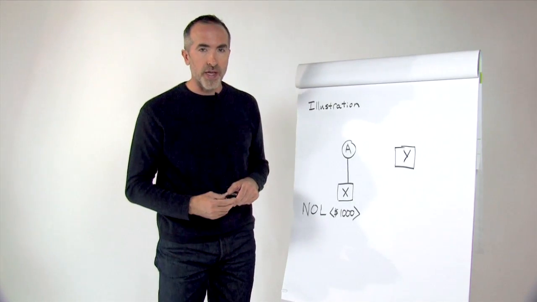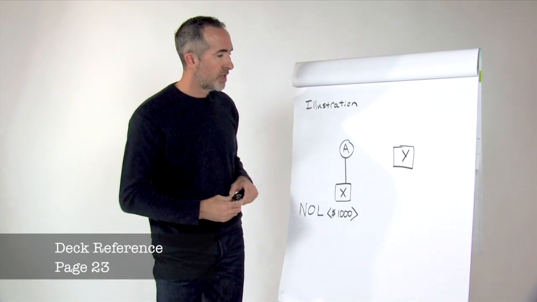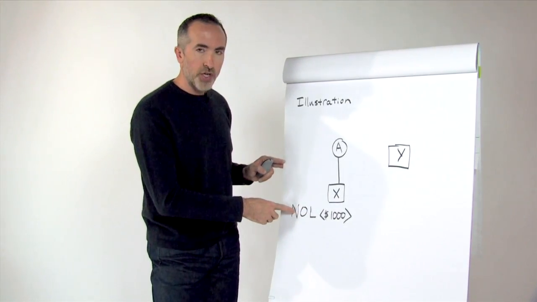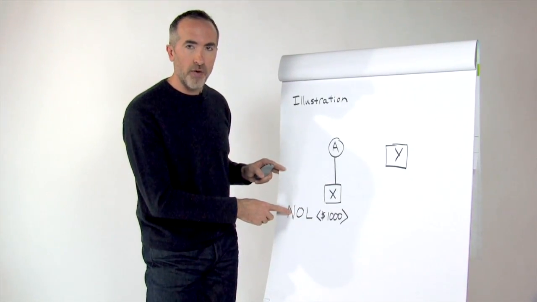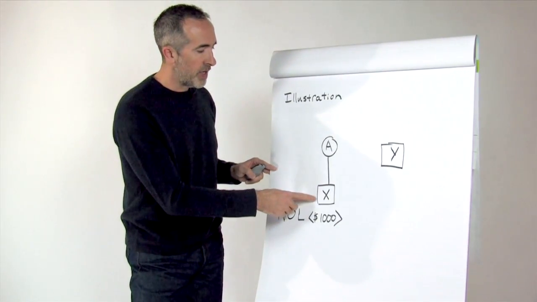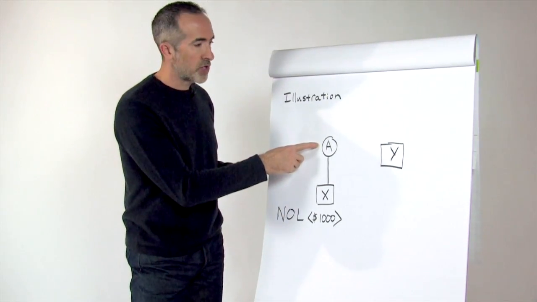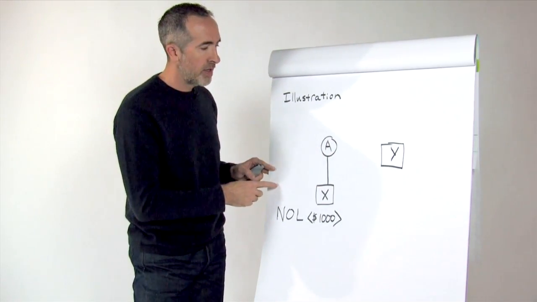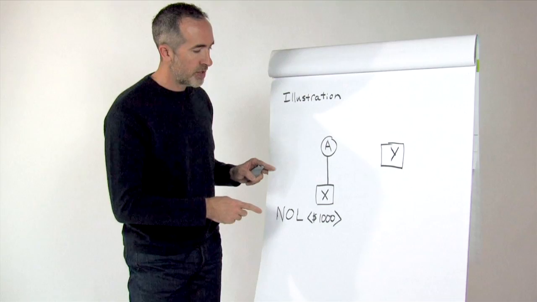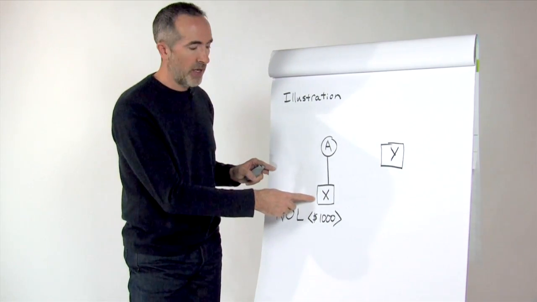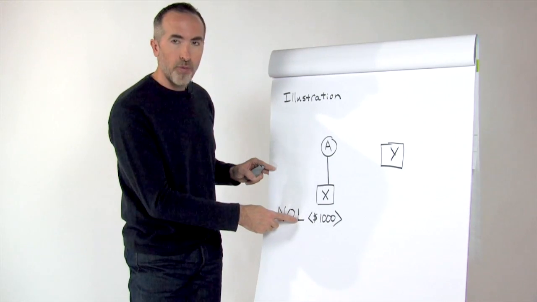Let's consider an illustration. In this illustration, X Corporation has an accumulated net operating loss carry forward of $1,000. If a shareholder transfers the stock of X Corporation to Y in exchange for cash, Y Corporation will theoretically inherit the net operating loss.